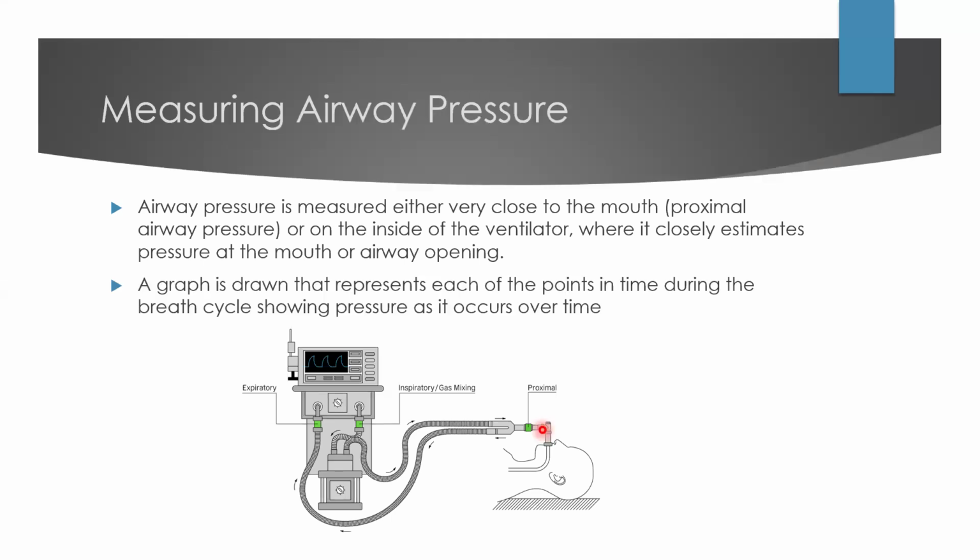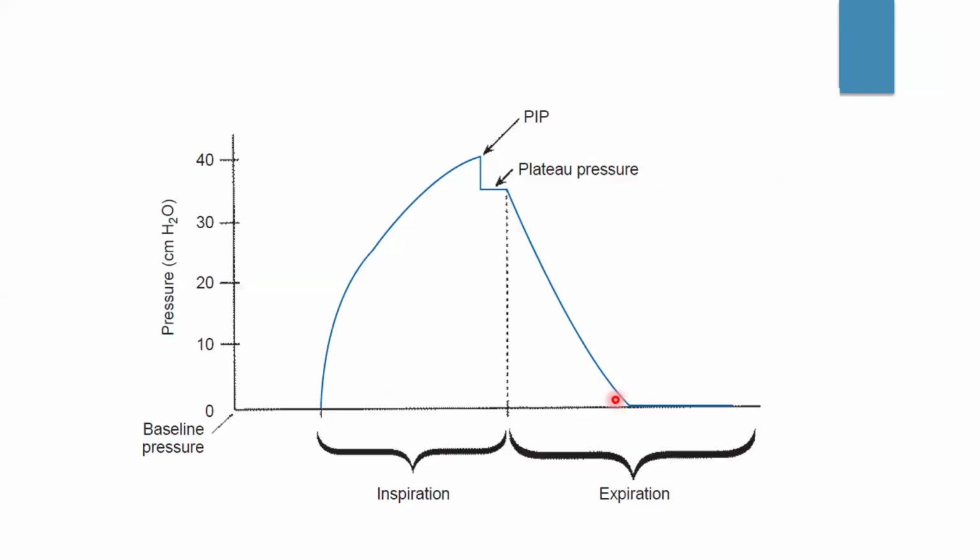And the ventilator will display a graph with the x-axis showing the time and the y-axis showing the pressures, and we get real-time pressures exerted at the airway of the patient. So this is such a graph. The x-axis is the time, and the y-axis is the pressure. With the inspiration starting, at the baseline, the baseline pressure is 0.